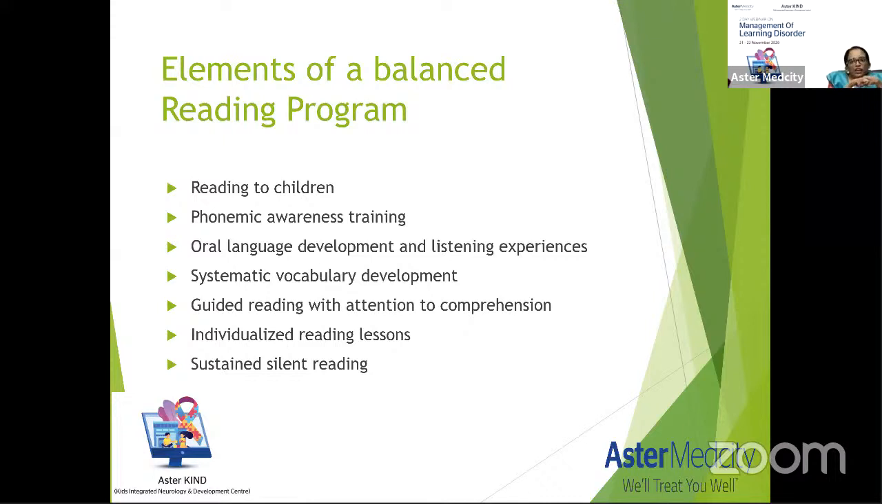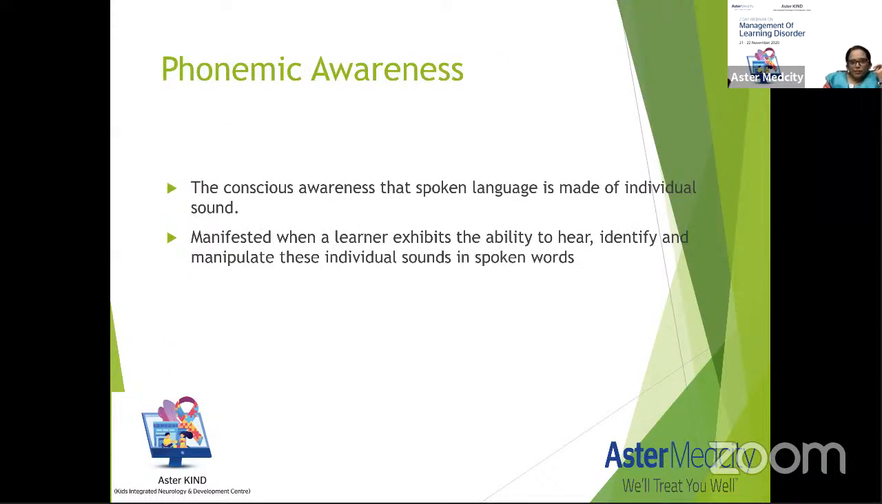Then silent reading also. These are the reading programs that we follow. Then phonemic awareness, that I mentioned earlier, is a conscious awareness that spoken language is made up of individual sounds. These children have difficulty in identifying the sound, in discriminating the sound, and in manipulating the sound.